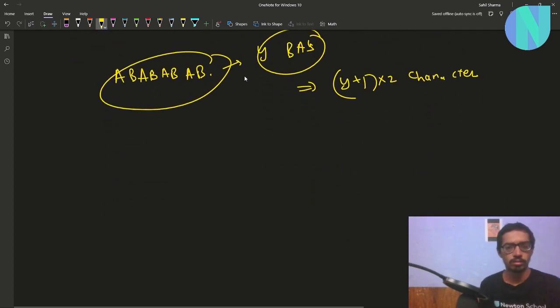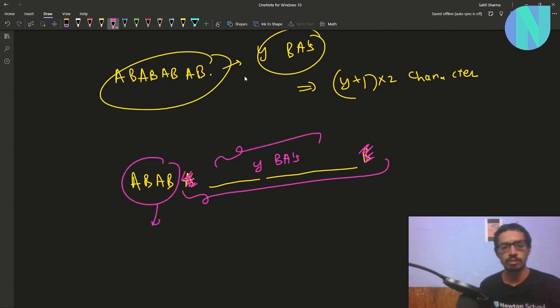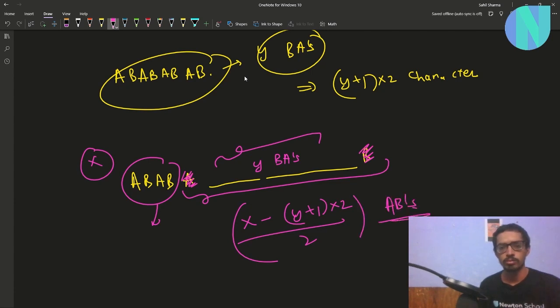What I mean to say is, if I have something like this, AB, AB, I have A here, I will have my y BAs here, and I will have my B here. I will have to remove A from here, B from here. It will give me y BAs, and the rest of the string will be left here. So if the length of this string is equal to x, then I will have (x minus (y plus 1) into 2) over 2 leftover ABs. So that will be the basic formula.